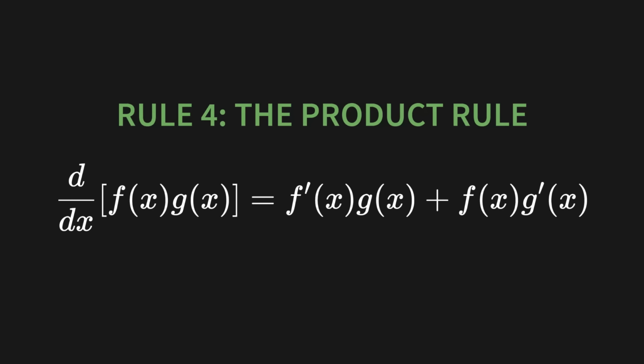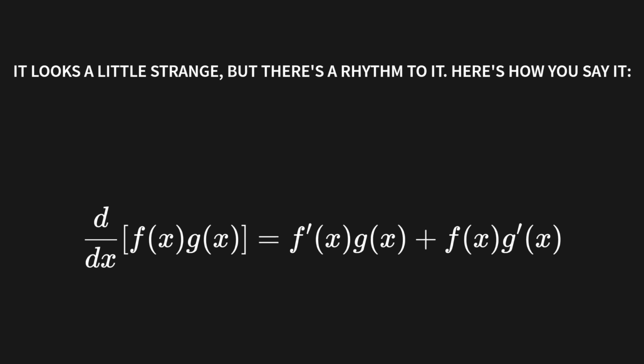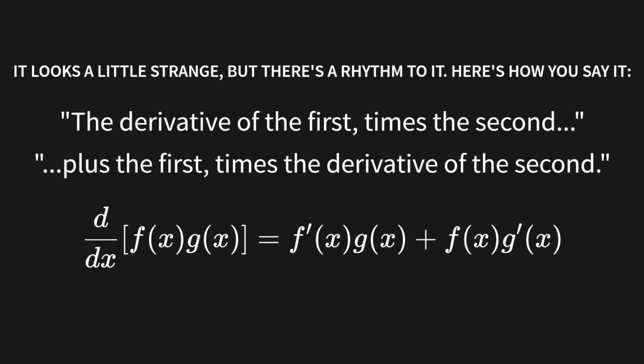Rule number 4, the product rule. This is the one you use when two functions are multiplied together. The formula is d over dx of f of x times g of x equals f prime of x times g of x plus f of x times g prime of x. I know, it looks a little strange, but there's a rhythm to it. Here's how you actually say it. The derivative of the first times the second, plus the first times the derivative of the second.